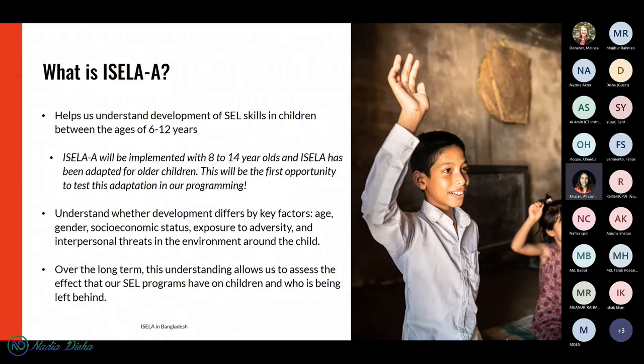But you can analyze by gender, by age, and you can include socioeconomic status. We'll talk about that in the background section. There are some risk factors, so the exposure to adversity and threats in the environment. And then you can also track change over the longer term to understand how our programming is affecting children.